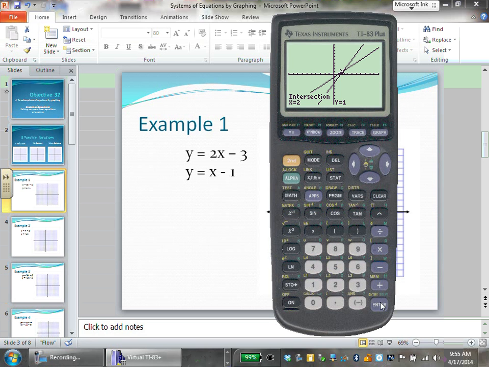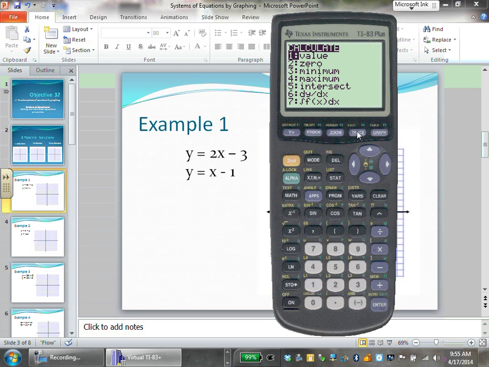Okay? So you have to go second calc 5, enter, enter, enter, enter. It depends on if you hit enter or if you just hit 5. If you hit 5, then you hit enter 3 times. If you hit enter, then you got to hit enter 4 times. Okay? Here we go. Ready?